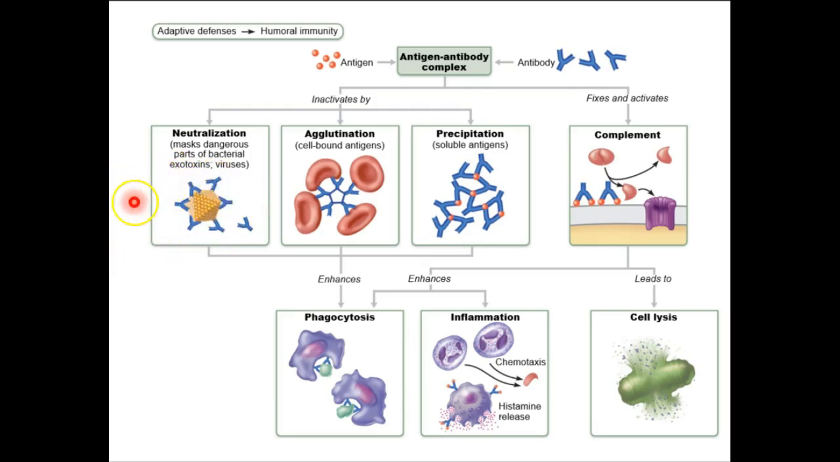Neutralization means that we're going to cover the part of the pathogen that's harmful. That way it can't hurt you, even if it's there. We've already seen agglutination before. Agglutination means that we take a whole cell and we clump it with another whole cell. And today I'm specifying the word whole cell because you also have this option over here called precipitation.